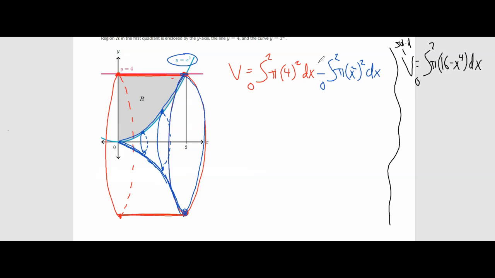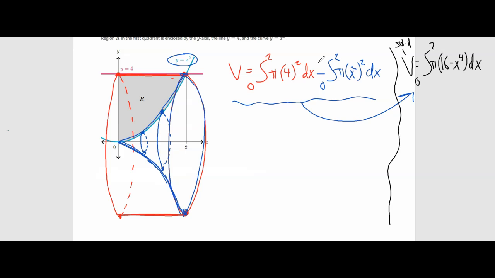Okay, so the volume of the entire red cylinder minus the volume of the blue top would give us the leftover volume, which would be the volume when R is rotated around the x-axis. So the relationship here, if I subtract these two integrals using integral properties, I get this black integral.